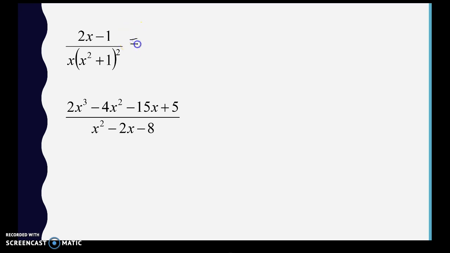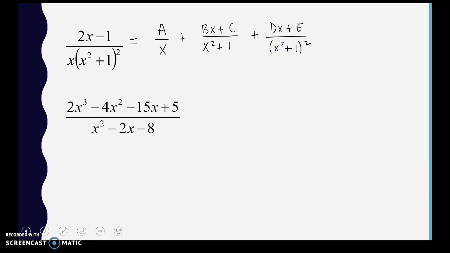Okay, so this one, it's already in factored form. There's a linear and there's a quadratic factor, but the quadratic factor is a multiplicity of 2. So a over x plus my linear numerator, bx plus c over x squared plus 1. That's the first power of the factor. And then dx plus e over x squared plus 1 quantity squared. So every power of x needs to be represented, whether it is a quadratic factor or a linear factor.